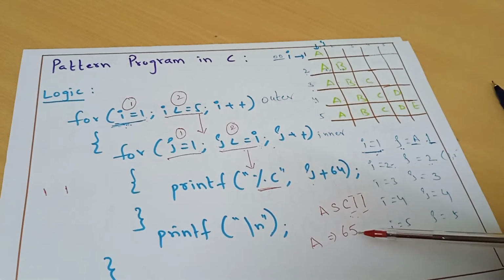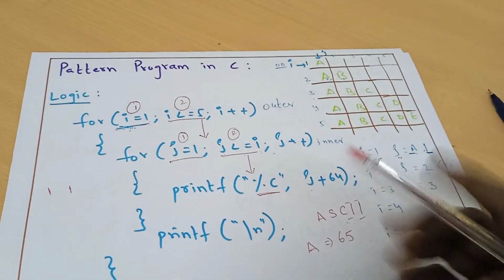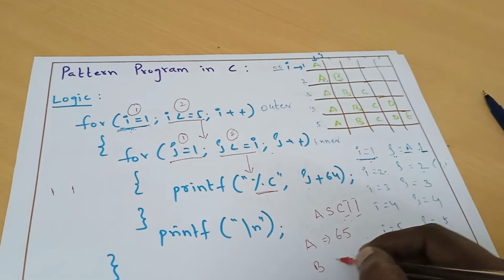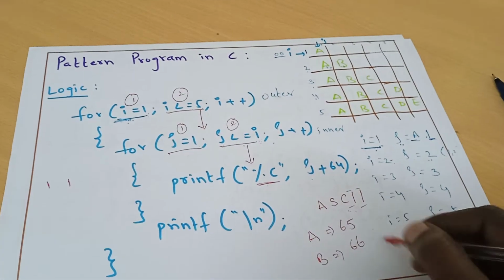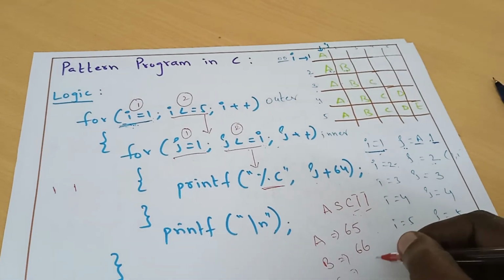So capital A value is 65. Now capital B value is 66. Capital C is 67. Very good.